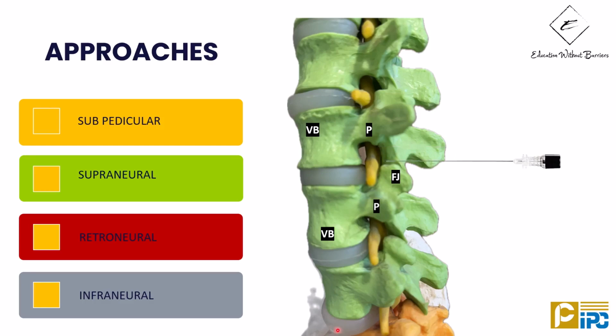Now, if we talk about the retroneural approach, you're putting the needle just behind the nerve. And then if you talk about the infraneural approach, the needle is going below the nerve. And if you notice, it's in line with the disc. We'll talk about each of these approaches in the subsequent section.